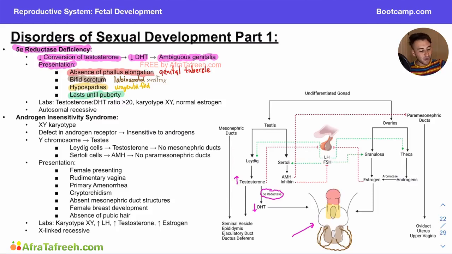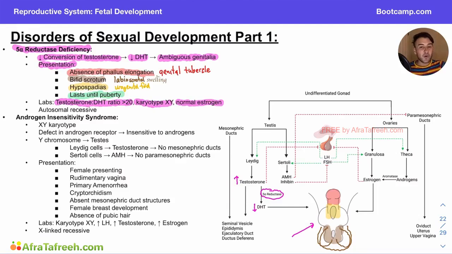In terms of our lab workup, we're going to see that the testosterone to DHT ratio is greater than 20. And this makes sense because if we remember here, we have increased levels of testosterone and decreased levels of DHT. And this is because 5-alpha reductase isn't working. And that's how we get this ratio of greater than 20. And just to review, we are dealing with people with an XY karyotype, and they are also going to have normal estrogen levels here because there is nothing affecting estrogen.